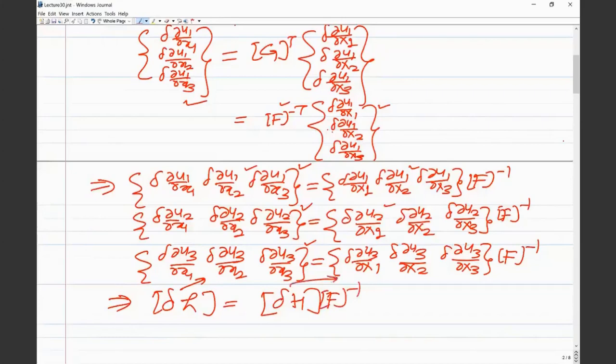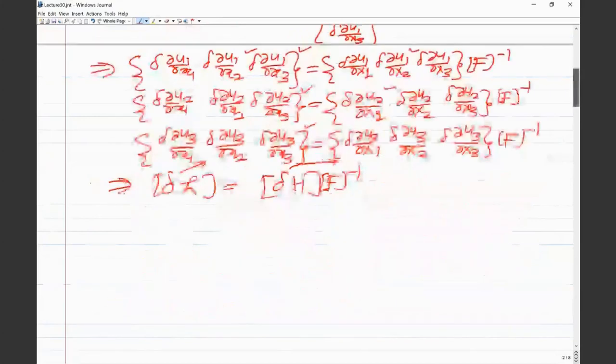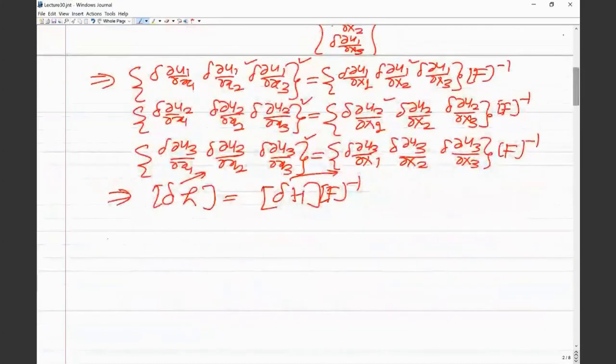The rows of delta capital H are these. Both of them are displacement gradients. Delta small h is the displacement gradient with respect to current coordinates, and delta capital H is the displacement gradient matrix with respect to reference coordinates. So you get this relationship. Now once we have this delta H, we can rewrite delta W sigma.